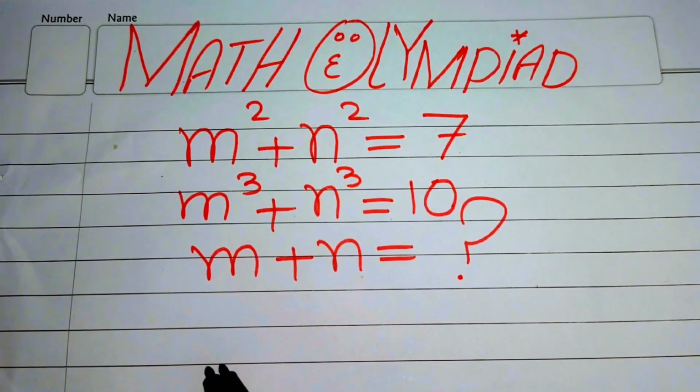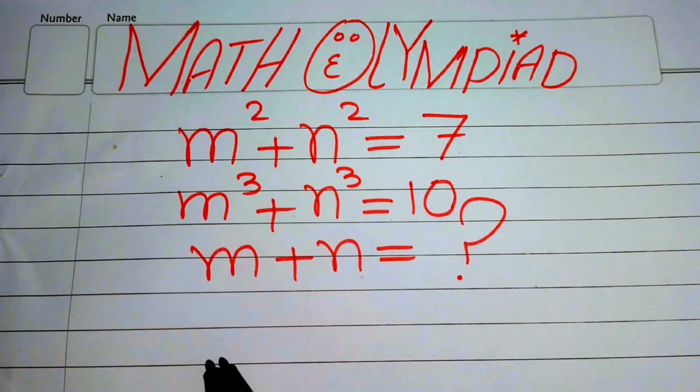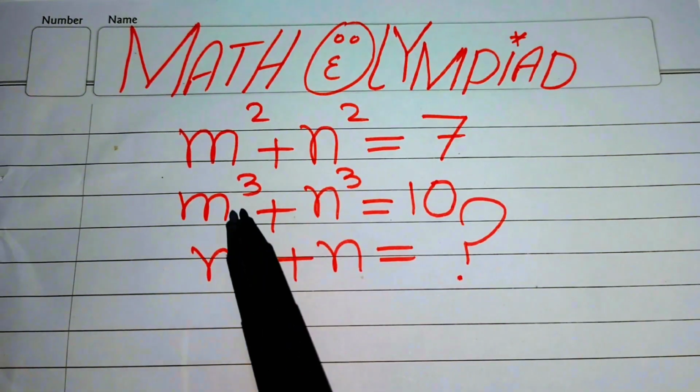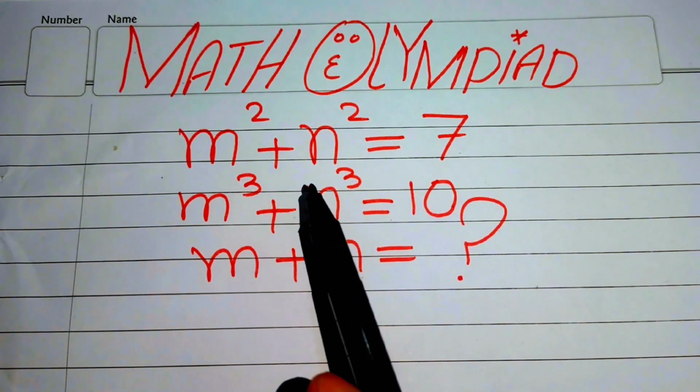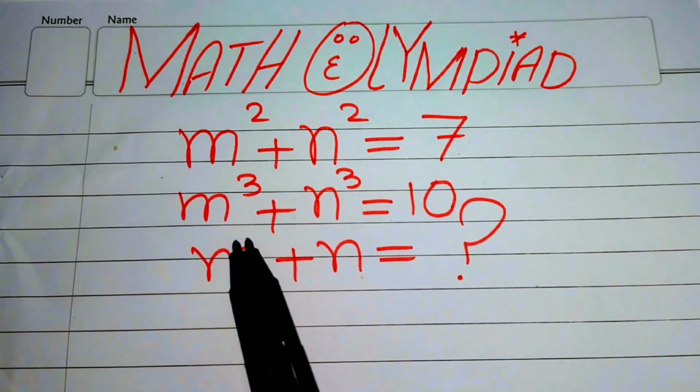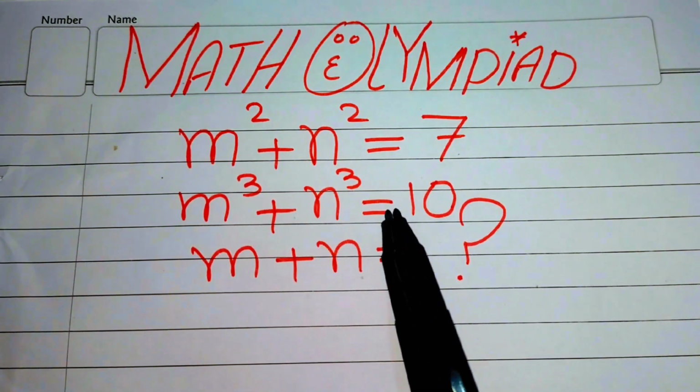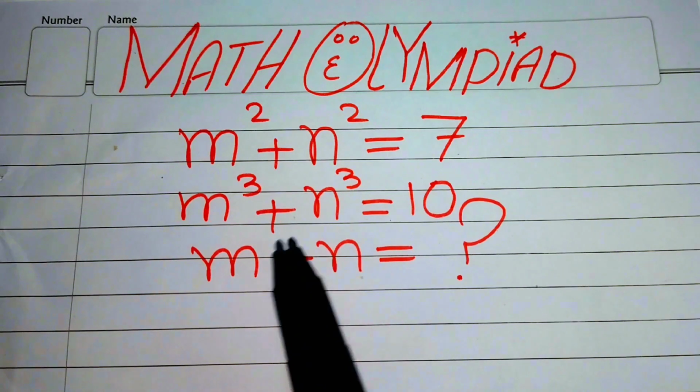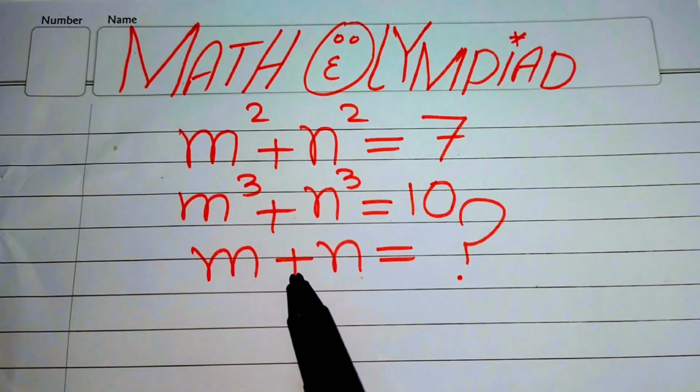In this video we are going to solve this nice math Olympiad algebraic challenge, and here we have m square plus n square equals 7 and m cubed plus n cubed equals 10, and we find the value of m plus n.